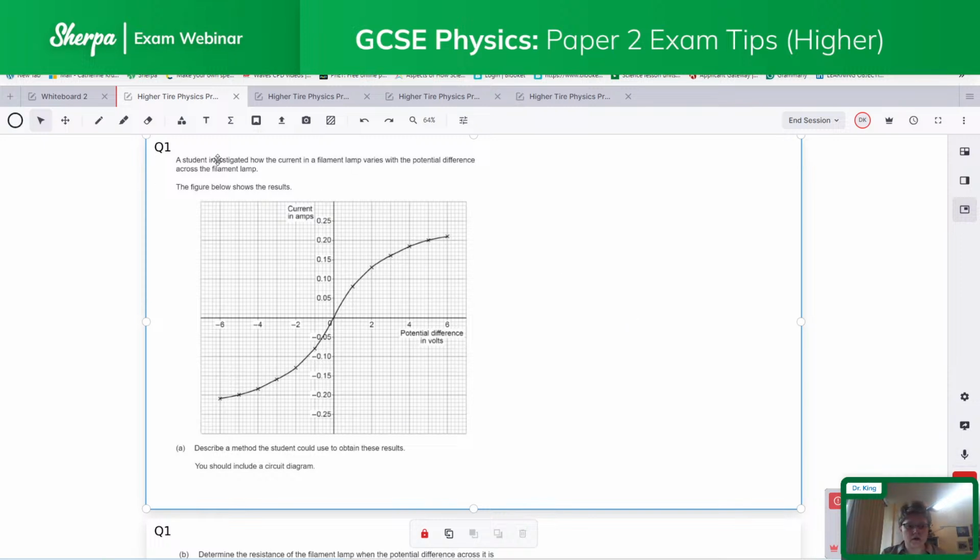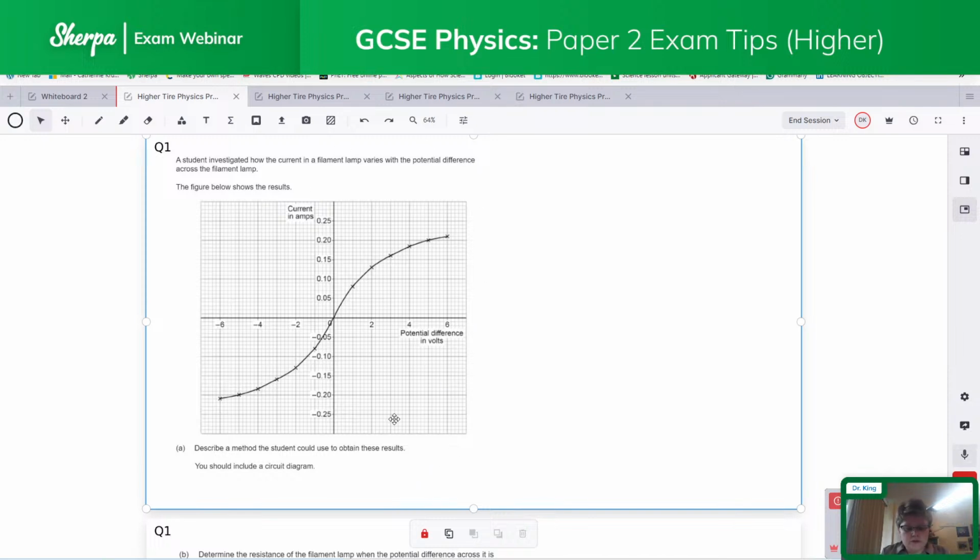Question 1 says that a student is investigating how the current in a filament lamp varies with the potential difference across the filament lamp. We have a figure below that shows us the results. We have current in amps on the y-axis and potential difference in volts on the x-axis.